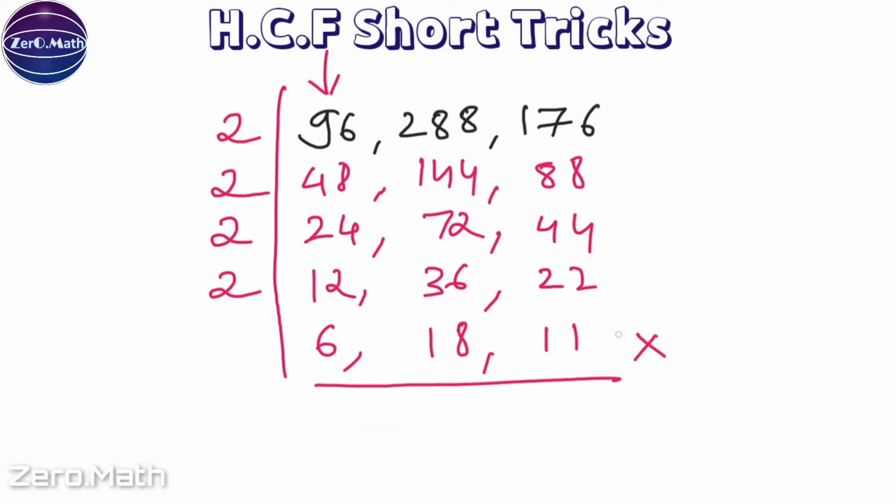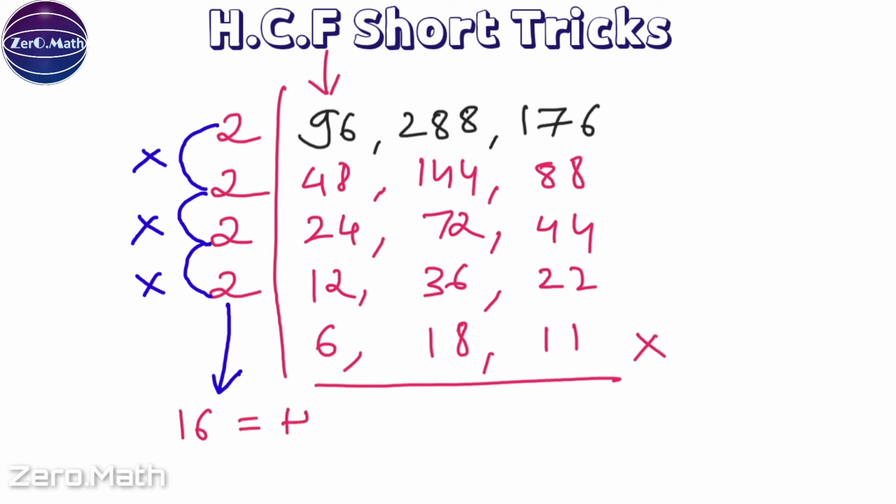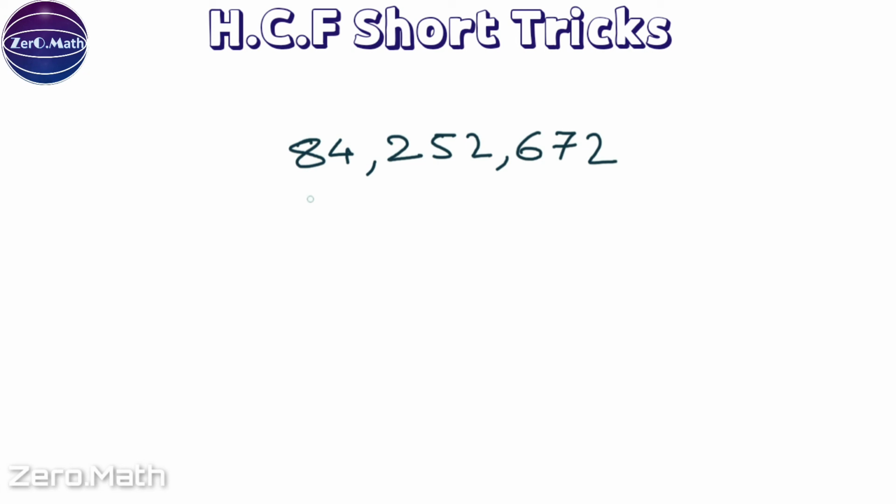This is a very important step. So if there are no common factors, we will stop there. And the answer will be the multiplication of all these factors. So 2 into 2 is 4, into 2 is 8, into 2 is 16. So 16 is going to be our HCF. Let's solve one more complicated problem.